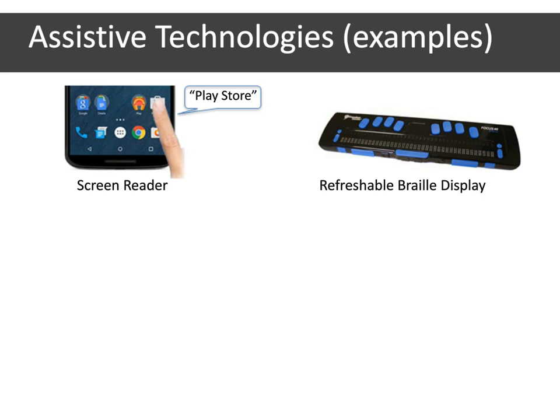A refreshable Braille display lets your computer or phone produce Braille dynamically. And it's a separate device that's connected via Bluetooth or a cable. It can produce Braille characters using these little actuators that are under each pin, 8 pins per character. And each one of these pins can be in the up position or the down position.